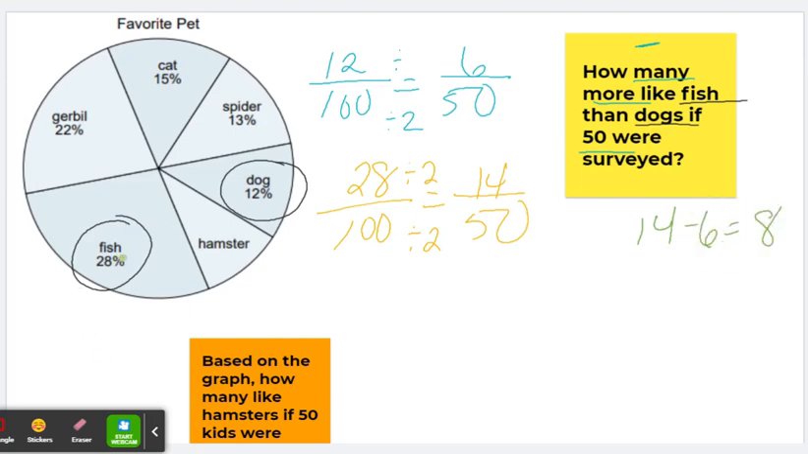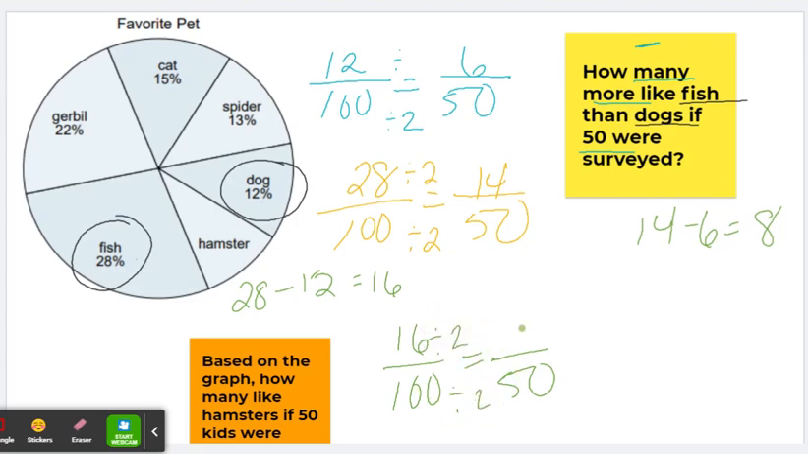The other way to do this is to start out with subtracting our percents. So we could do 28 minus 12. And when we do that, that gives us 16. So that would be 16%. 16% is out of 100. Then we'd still set it up as how many kids is that out of 50? I still see a pattern. 100 divided by 2 is 50. So if we divide this by 2, that gives us 8. So both ways we've got the same answer. So we got 8 kiddos prefer fish over dogs.